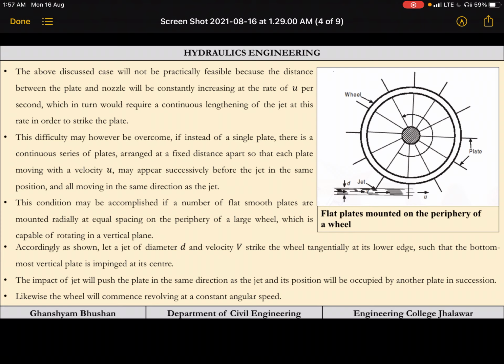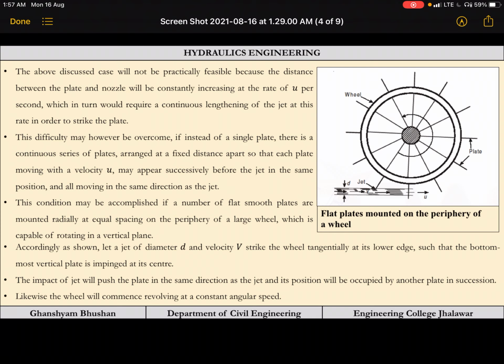Okay, so this difficulty may however be overcome if, instead of a single plate, there is a continuous series of plates arranged at a fixed distance apart, so that each plate, moving with velocity u, may appear successively before the jet in the same position, and all moving in the same direction as the jet.